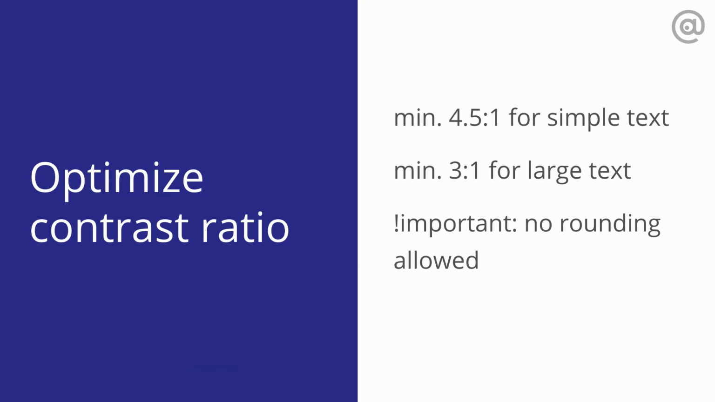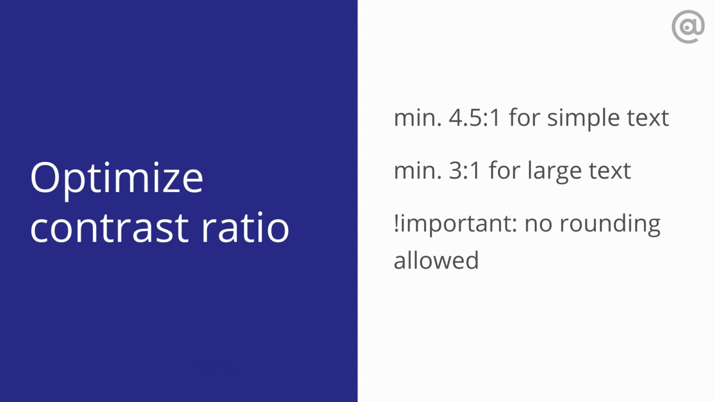Once you have that nailed, make sure to optimize the contrast ratio in your emails. It's really important to keep the contrast ratio between the text and its background about 4.5 to 1 if the text is small and 3 to 1 if the text is larger. And what's really important, no rounding is allowed. So if you use webaim.org and you get a result saying that your contrast ratio is 4.4 to 1, you still need to change the color. You cannot round it up to 4.5.